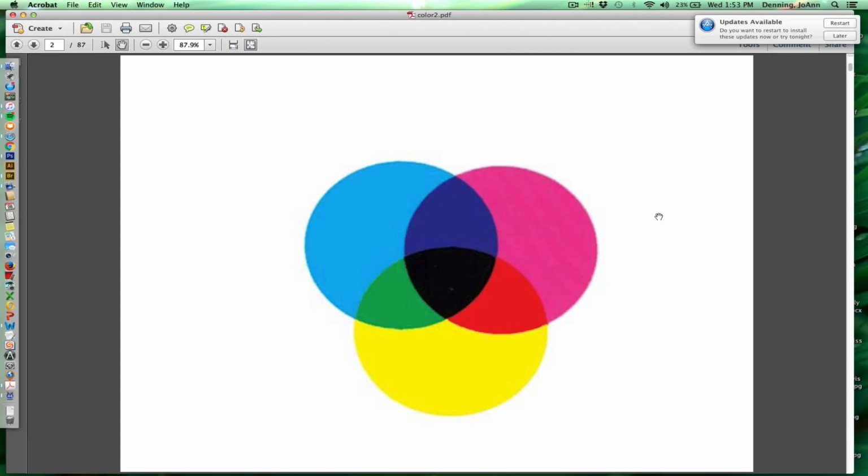But it's kind of similar to the additive model. Cyan, magenta, and yellow are the primaries. Red, green, and blue are your secondaries for this model. And then if you were to add the three primaries together in the most intense amount, you would get pure black, theoretically. But like I said, they don't actually get pure black, so they have to add it in.